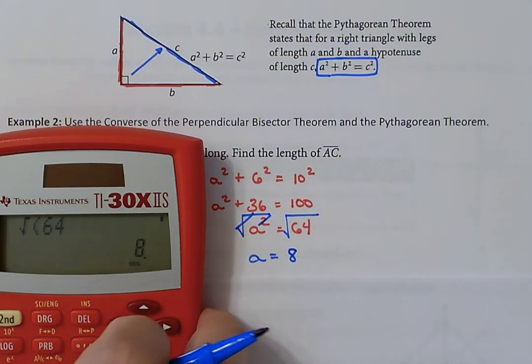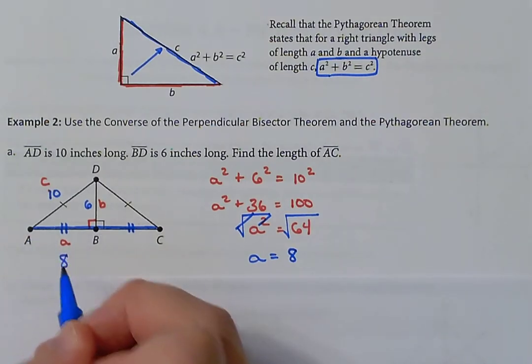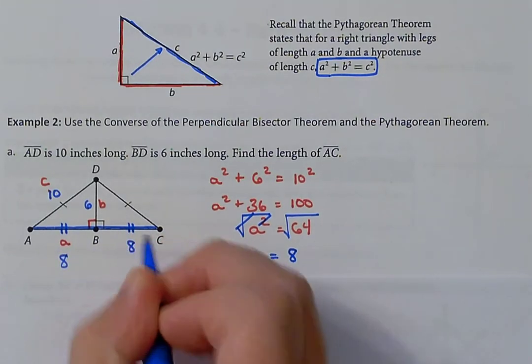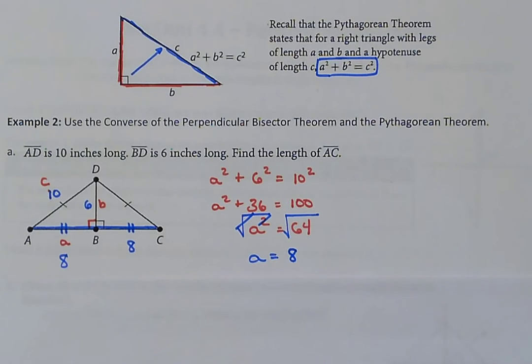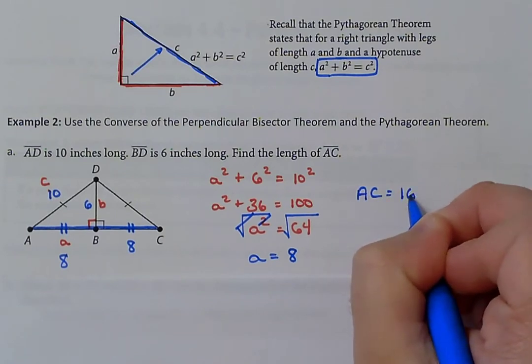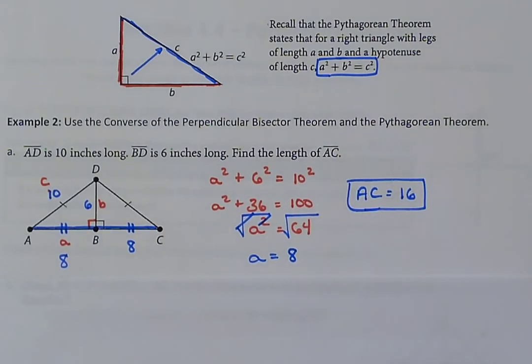So that means this segment right here is 8. If I know this is 8, that means I also know that this right here is 8. So if I want to know the entire length of AC, it's going to be 8 plus 8. So AC is 16 inches long. And that is how we're going to use the perpendicular bisector theorem and the Pythagorean theorem to solve for measures.